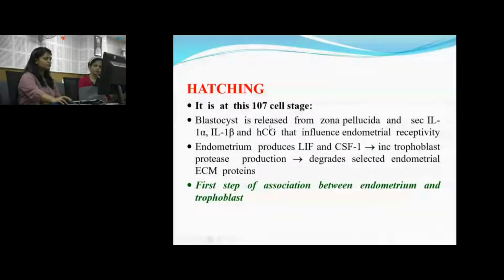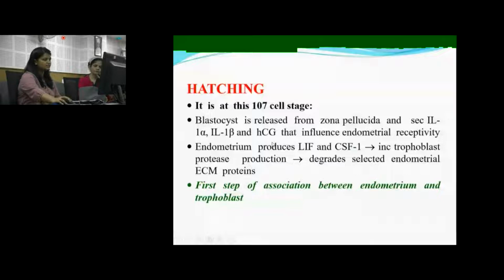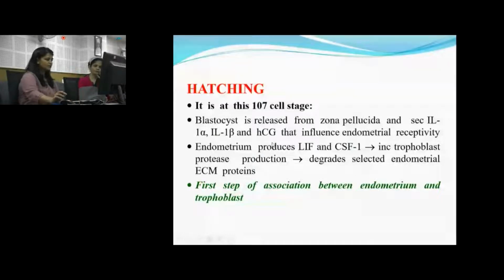At this stage, the blastocyst is released from the zona pellucida, and secretes interleukin 1 alpha and 1 beta and hCG, which influence the endometrial receptivity. About this we'll talk later also. The endometrium itself produces LIF and CSF1. This increases the trophoblast protease production, and this leads to degradation of selected endometrial extracellular matrix proteins. And this is the first step of association between the endometrium and the trophoblast.